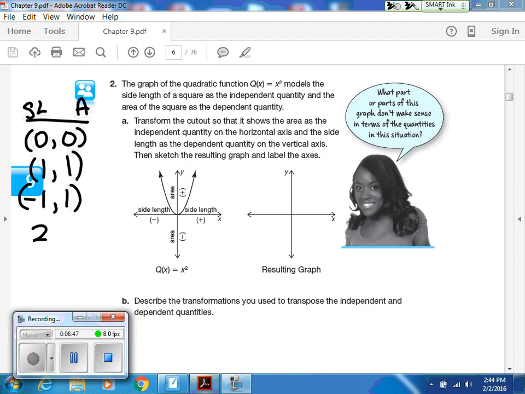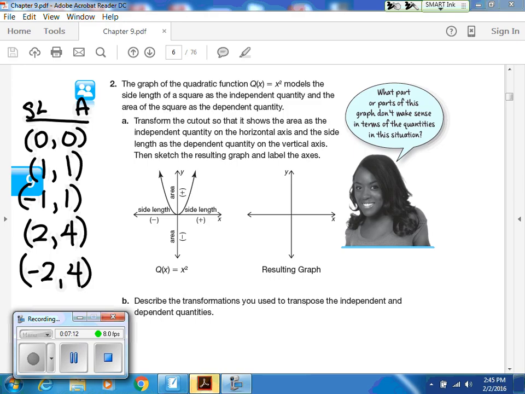What if I have a side length of 2? What's the area of my square? What's that point? How far does it go up when you go over 2? 4. What if I went over to -2? How high does it go up? It goes a positive 4. Okay, so that's on the original.